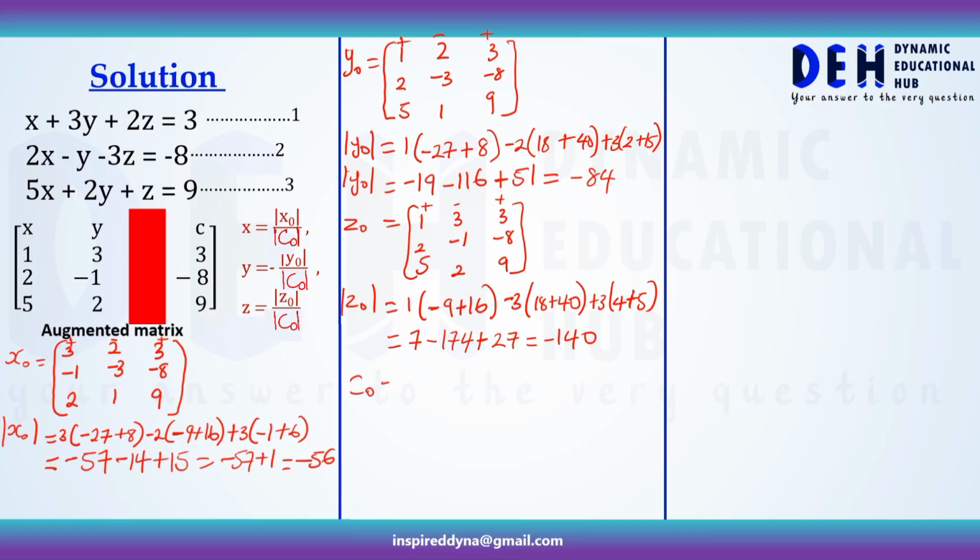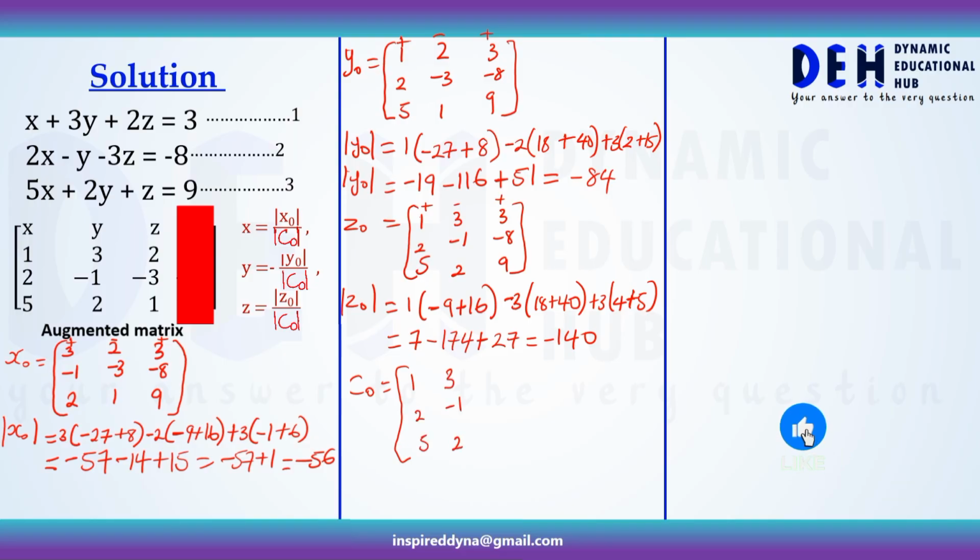Finally, let's find the value of C naught. Let's draw this. Recall, we delete the column. So when we delete the column, we have 1 2 5, we have 3 minus 1 2, then we have 2 minus 3 and 1. We can close it. So let's find the determinant.